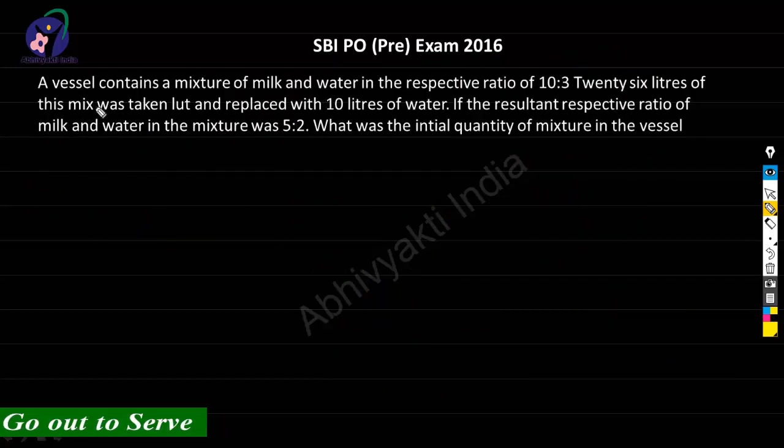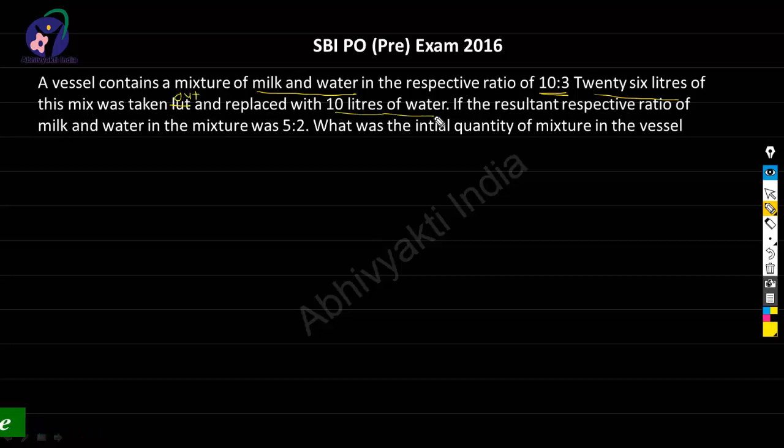The next question is, a vessel contains a mixture of milk and water in the respective ratio of 10:3. 26 liters of mixture was taken out and replaced with 10 liters of water. If the resultant respective ratio of milk and water in the mixture is 5:2, what was the initial quantity of mixture in the vessel?